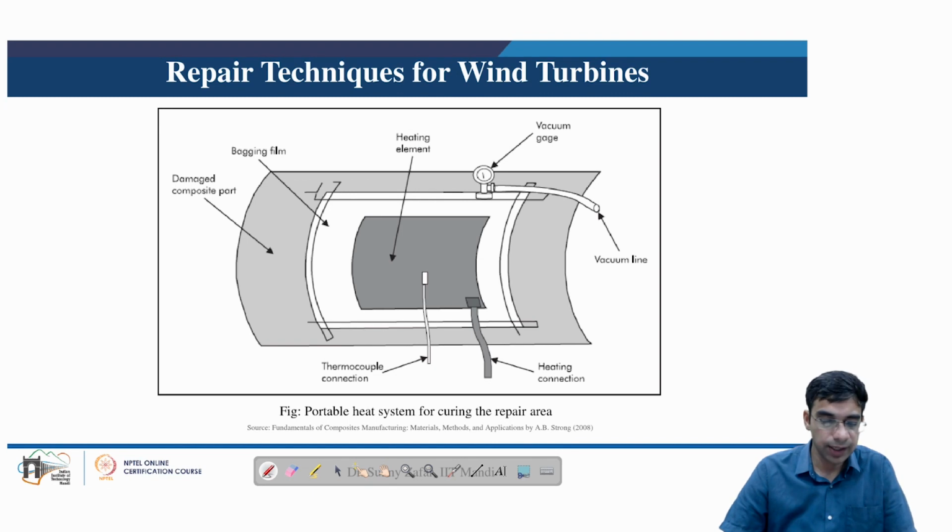So here we can see a portable heat system being utilized to repair the composite part, and this type of portable system is similar to the vacuum bagging system that we have seen earlier for manufacturing, but as it can be taken to the damage site, portability offers more versatile applications of such a system in repair techniques for wind turbines.